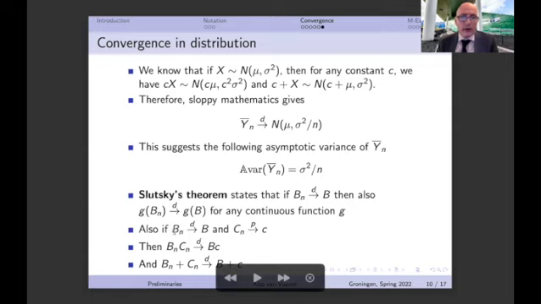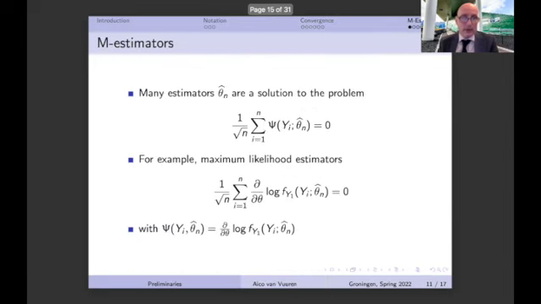Also, in the case that we have Bn converging in distribution to B, and Cn converging in probability to C, so take into account that here we have two different kinds of convergence, here in distribution and there in probability, then Bn multiplied by Cn converges in distribution to B times C, and Bn plus Cn converges also in distribution to B plus C. So what you can see is that even though we have here convergence in probability, in the end, if you multiply or if you add these things up, it's always going to be convergence in distribution.